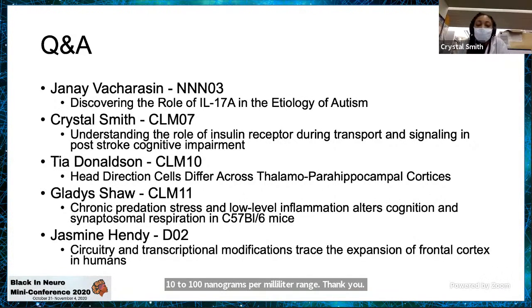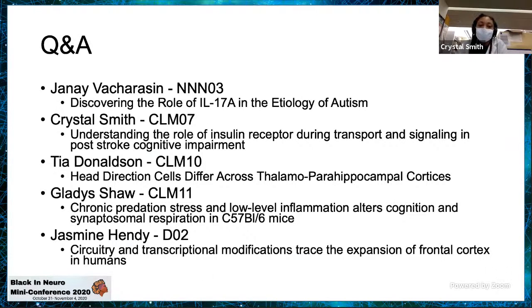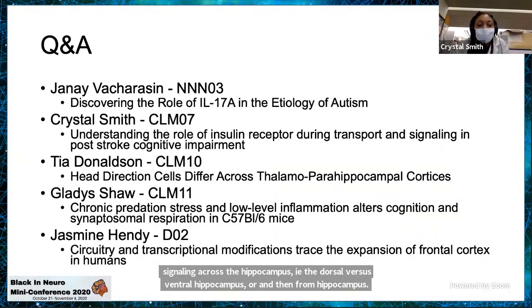I don't currently know any, but that is one aspect of my research that we wanted to examine, looking at differences in the hippocampus. But because it's so small, oftentimes when we're doing takedowns and collecting the tissue, it's hard to really dissect out the different areas clearly. But that is something that we're interested in looking at. Thank you, Crystal. Our next question is for Gladys.